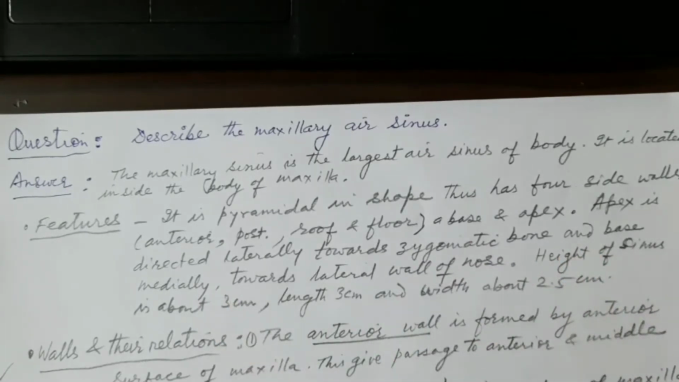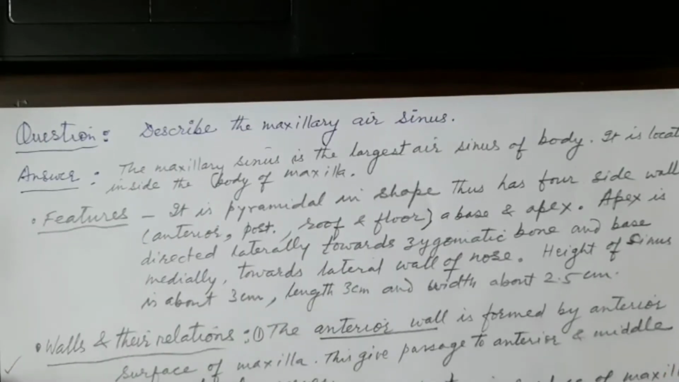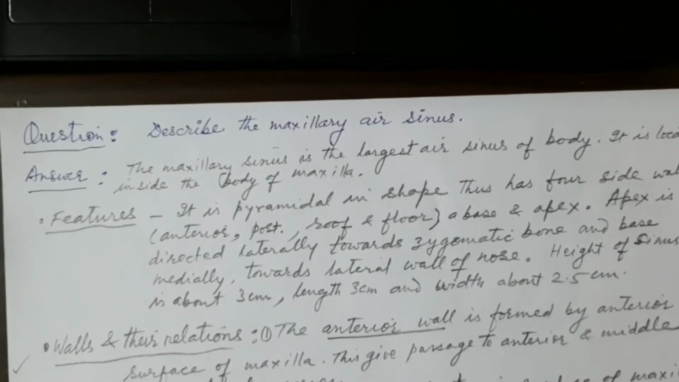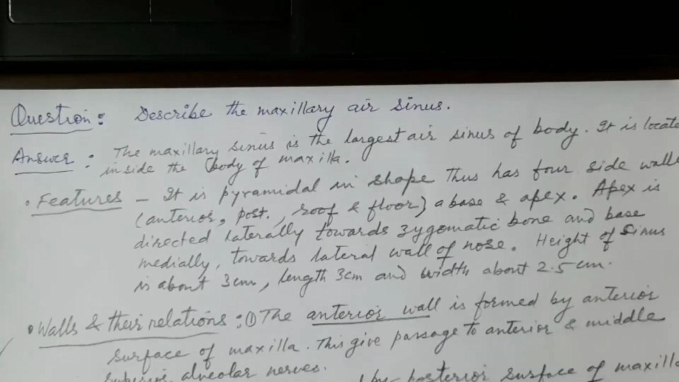Apex is directed laterally towards the zygomatic bone, and base is directed medially, that means towards the lateral wall of the nose. So the base is sometimes called the medial wall. The height of the sinus is about 3 centimeters, as it is the largest paranasal air sinus. Height is 3 centimeters, length is 3 centimeters, and width is almost 2.5 centimeters. So these are the dimensions of the maxillary air sinus.